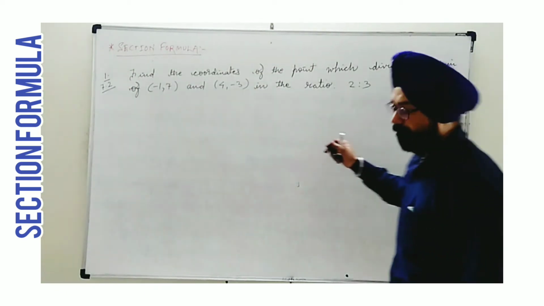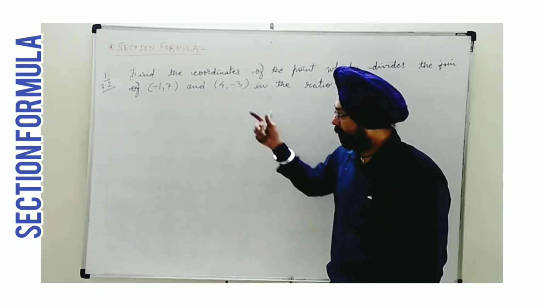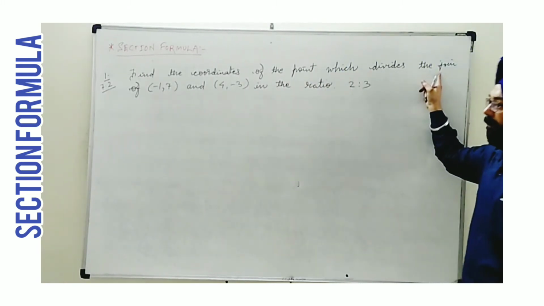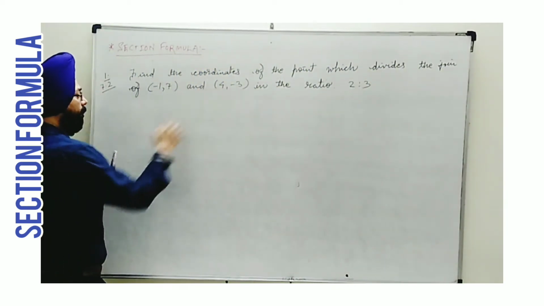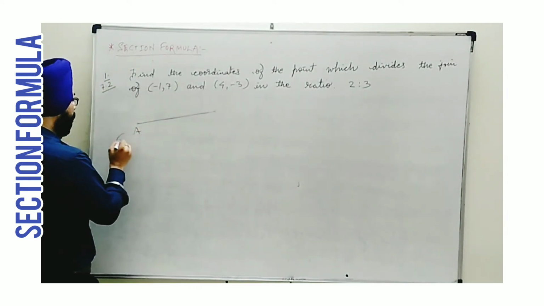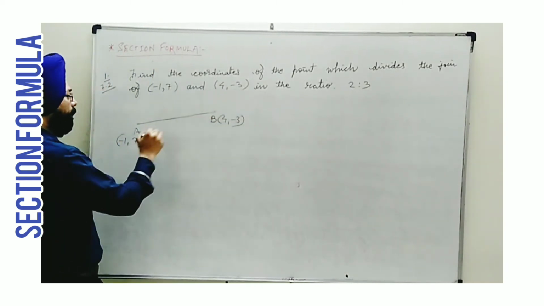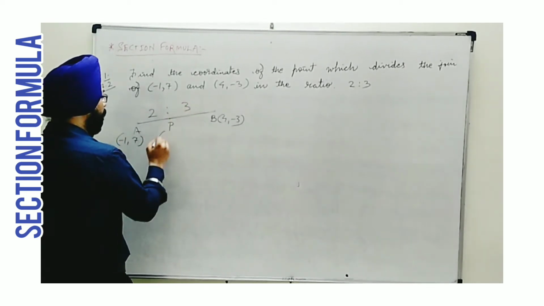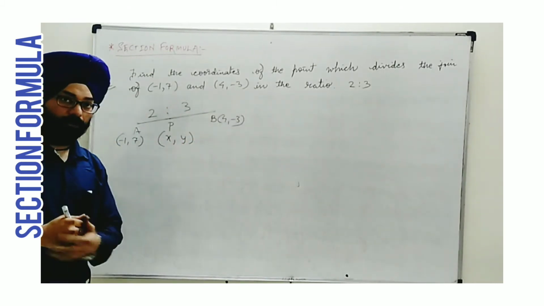Now next I have taken this question, the first question of the exercise based on the section formula from NCERT exercise 7.2. Find the coordinates of the point which divides the join of given points in the ratio 2:3. Now theory says that two points are given. As usual we will consider them to be A and B. A is given as (-1, 7), B is given as (4, -3), and we need to find the point P which divides this in the ratio 2:3, and consider these are x, y. We need the values of x and y now.